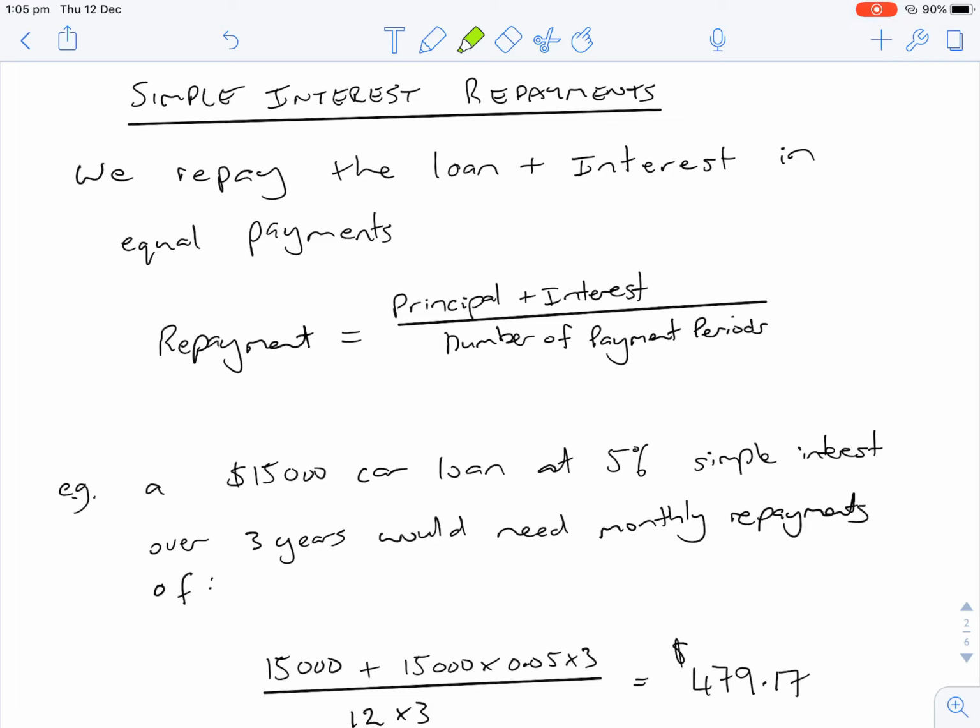Now, simple interest, when we have a loan on simple interest, basically what we need to repay is the money that we've borrowed plus the interest that we've accrued on that loan.